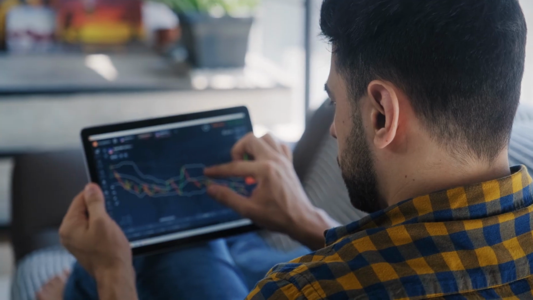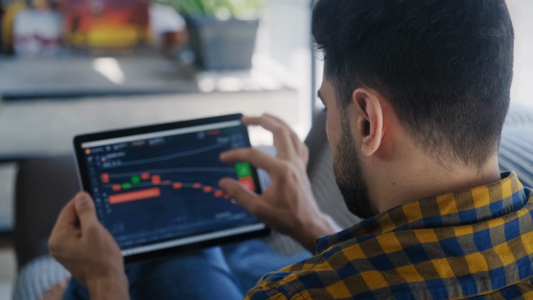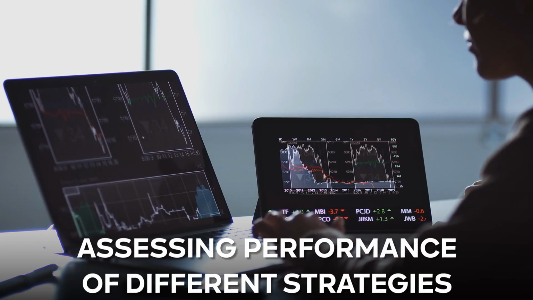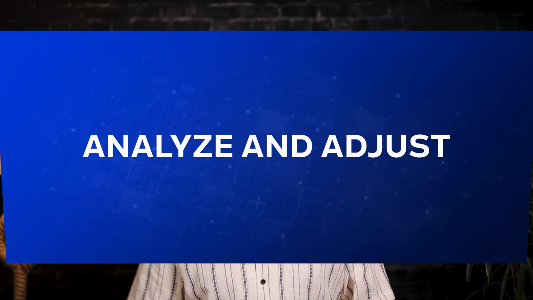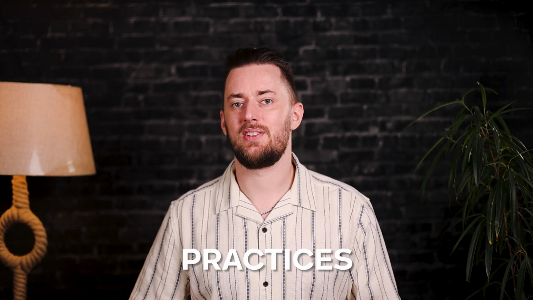Next, it's essential to set aside regular times to review your trading journal, such as weekly or monthly. During these reviews, look for patterns and areas for improvement by identifying trends in your winning or losing trades, assessing the performance of different strategies, and recognizing if emotions are impacting your trading decisions. Finally, analyze and adjust. Based on your reviews, make adjustments to your trading strategies and practices. This continuous feedback loop will help you refine your approach and improve over time.